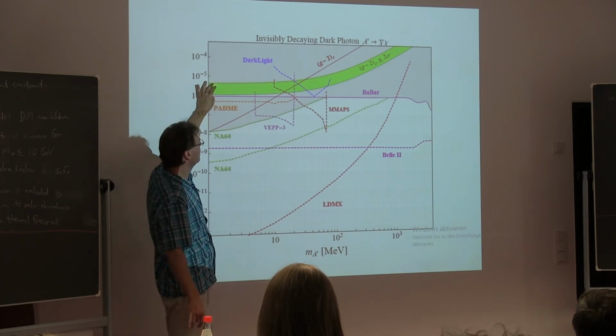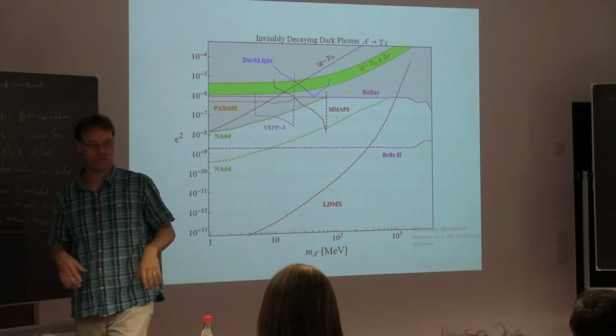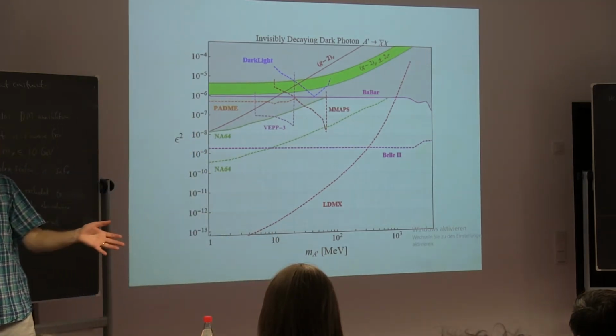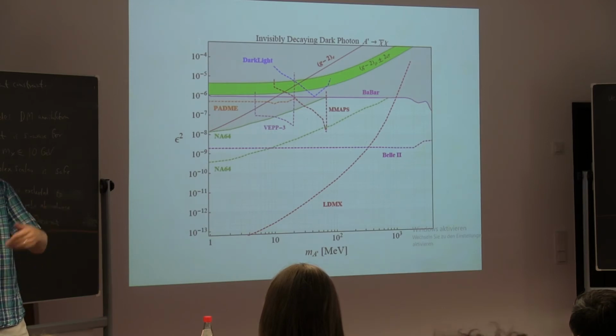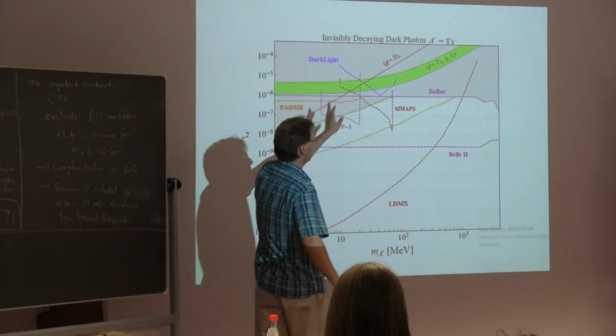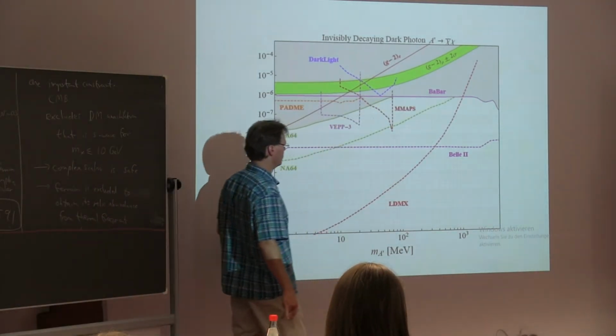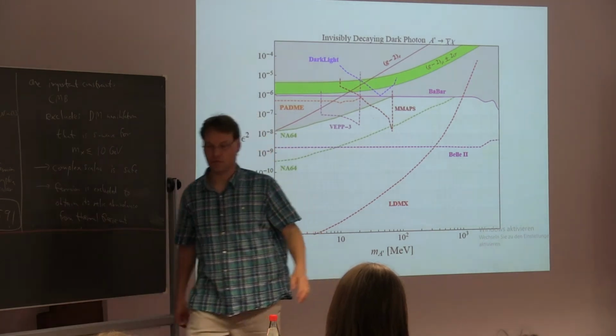Okay. The g minus 2 might still work for other decay channels, right? So if you've got some complicated decay that no experimentalist has looked for, then it might still be that the dark photon has some complicated decay, but also explains the g minus 2 of the muon. But at least for invisible decays and for standard model decays, it's ruled out. And then again, you see future projections, what experimentalists can do.